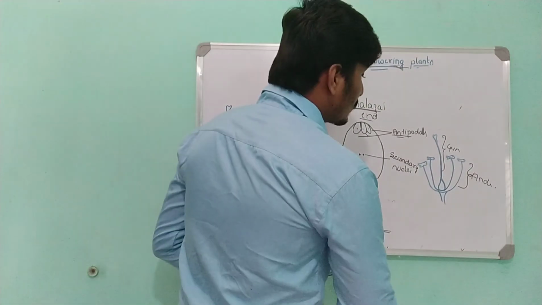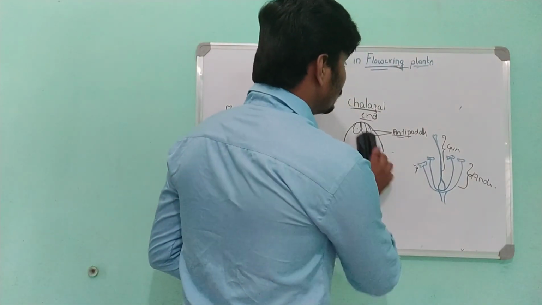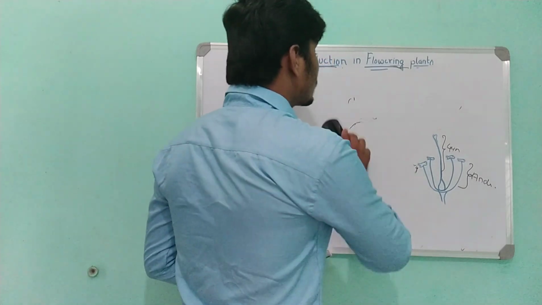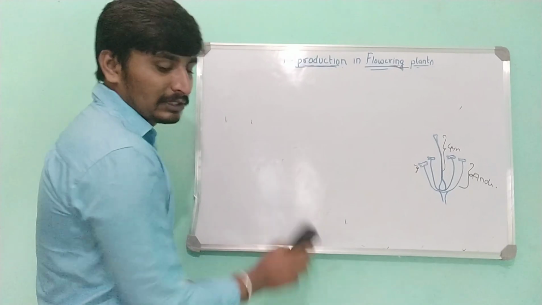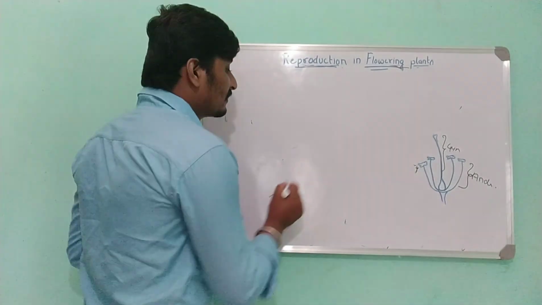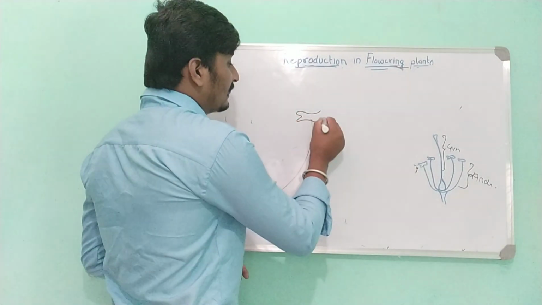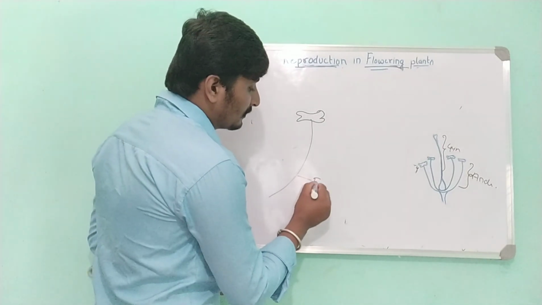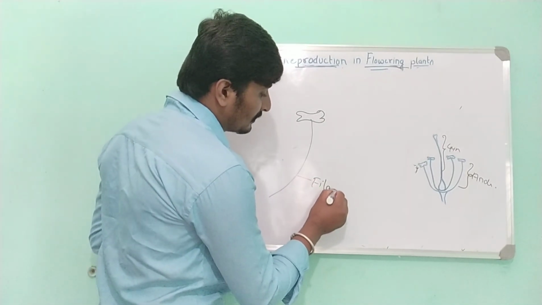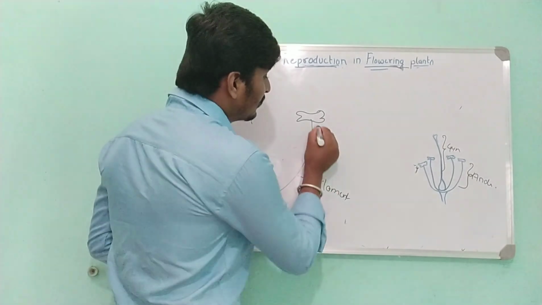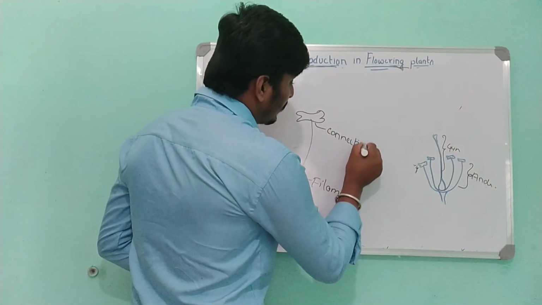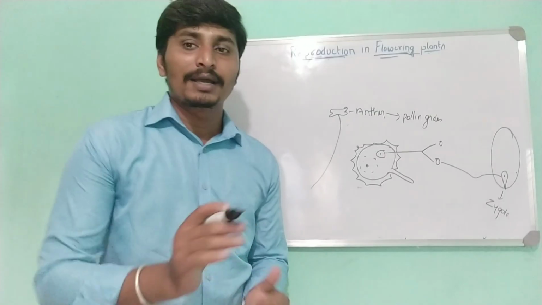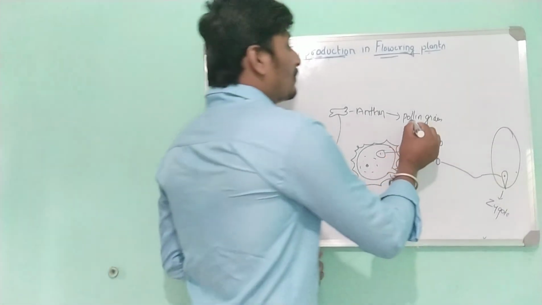Then we talk about the androecium. Androecium consists of three main parts, namely a long filament, a short connective, and an anther, which produces the pollen grain.